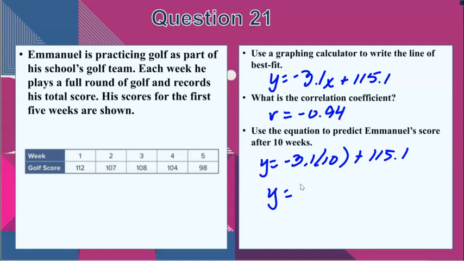And that's going to give us 115.1 plus negative 31, because negative 3.1 times 10 is negative 31. And that's going to give us 84.1. So that would be roughly his score after 10 weeks.